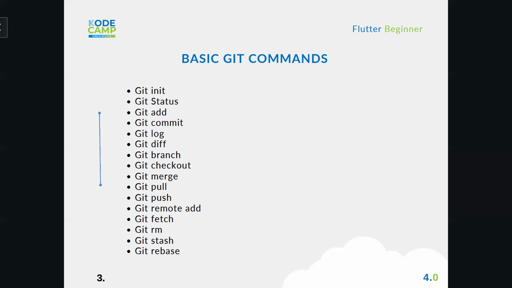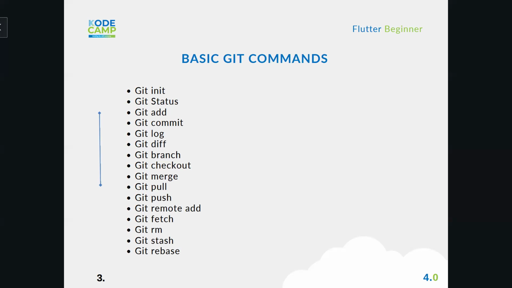Git remote add. This is where you link your local repository to a remote repository. So that's the command we use, git remote add, then origin and the URL. We'll do all that. You can also use some other commands to see the list of remote repositories, but I'll show you all that.